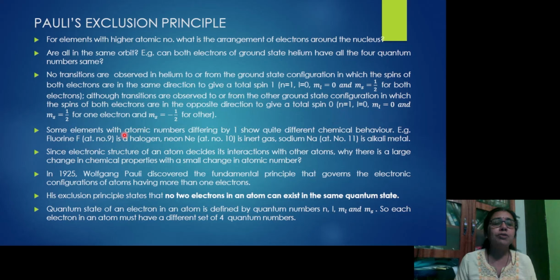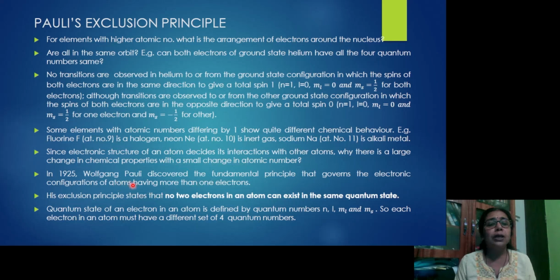Now, another observation is that some elements with atomic numbers differing by 1 show quite different chemical behavior. For example, fluorine, which has atomic number 9, is a halogen. Neon, atomic number 10, is an inert gas. And sodium, with atomic number 11, is an alkali metal. Since the electronic structure of an atom decides its interactions with other atoms, why is there a large change in chemical properties with a small change in atomic number?